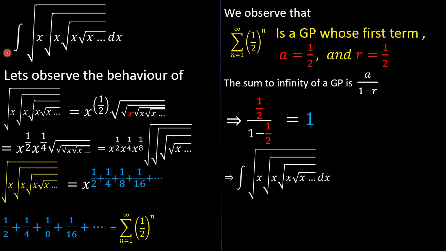So we are indirectly going to integrate our indefinite integral. That's the original integral that we have to evaluate. We saw that the function part was x to the power of the sum of all these terms, right? And we saw that the sum of all these terms simply converges to 1, because this GP is a convergent GP, since the common ratio is less than 1. All the terms are going to die down to 1.